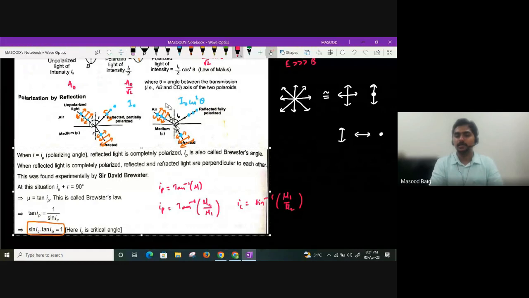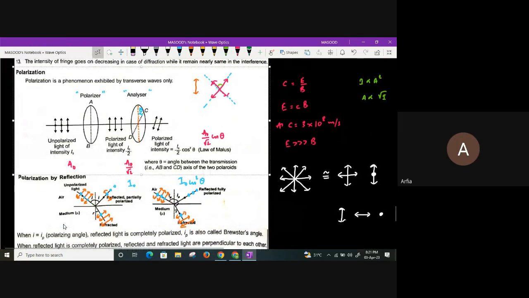So what is that angle at which unpolarized light should be incident for reflected light to get fully polarized? Brewster's angle, tan inverse of mu, or it will be given as tan inverse of mu2 by mu1. Because critical angle is given as sin inverse of mu1 by mu2, we have a relation between polarizing angle and critical angle, which is sin IC into tan IP will be equal to 1. Clear? Yes, sir. Thank you, sir.